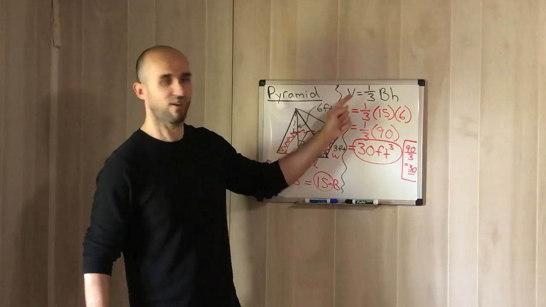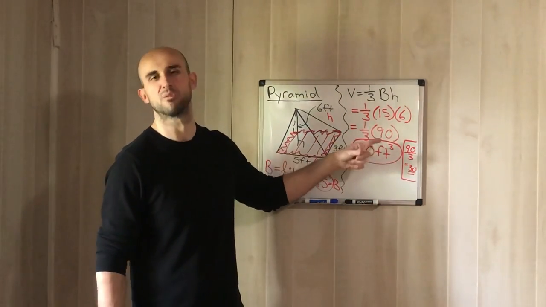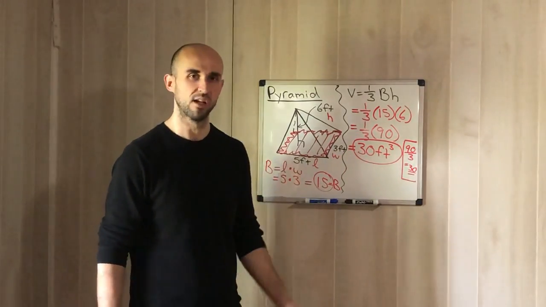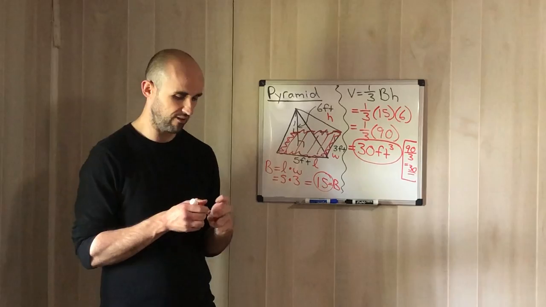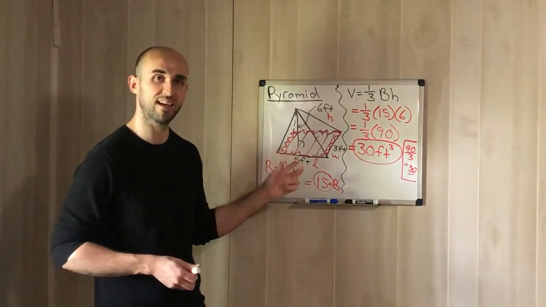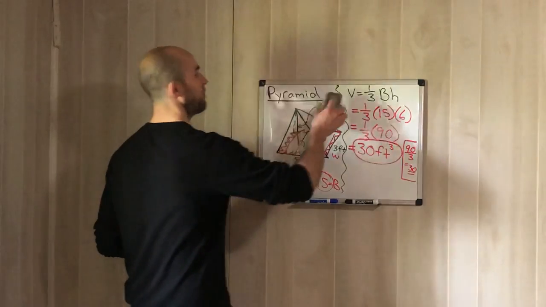So our final answer for volume is 30 feet cubed. Again, cubed because it's volume. And the 30 came from us doing a third of 90, so 90 divided by 3, which gave us 30. So in this pyramid, 30 would represent how much goes on the inside. You're going to have one of these on the test, finding volume of a pyramid. You're going to have one on finding surface area of a pyramid.